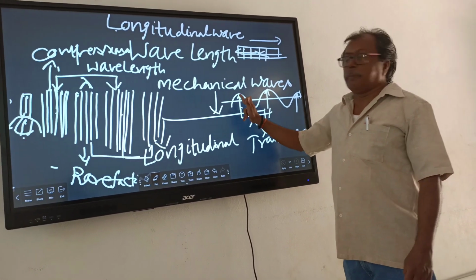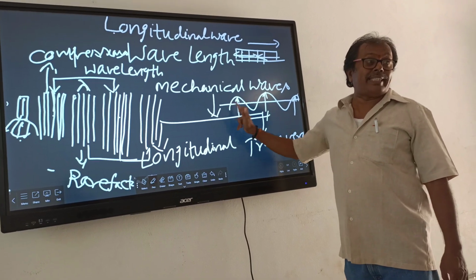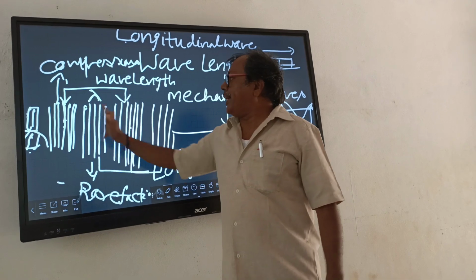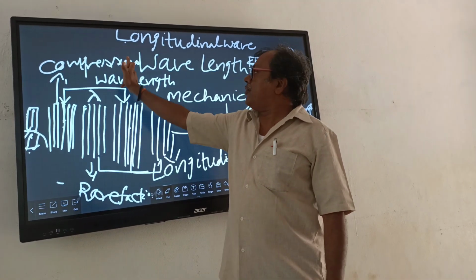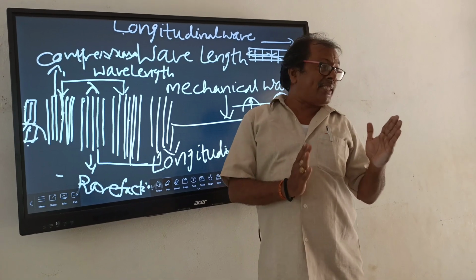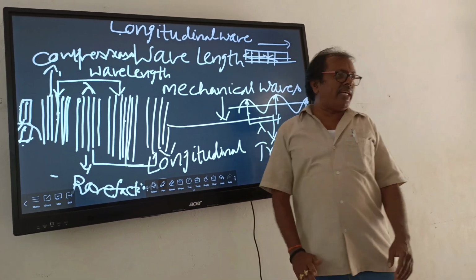Here, these are the two points which are said to be in phase. These are the two points which are said to be in phase. Similarly, these are the two points which are said to be in phase. Therefore, wavelength is nothing but the distance between two points which are in phase.